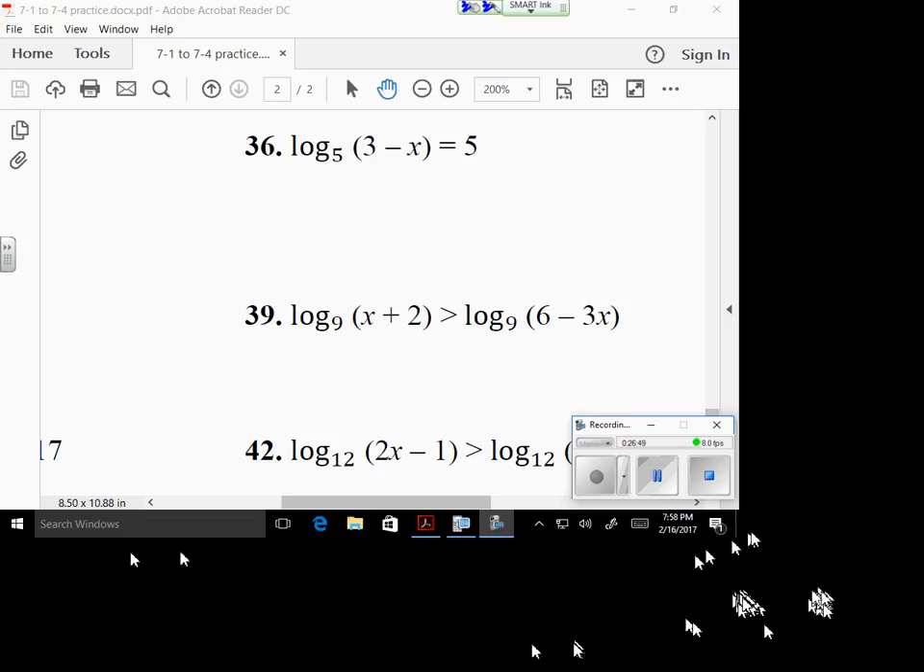Number 36, 5 to the 5th is going to be equal to 3 minus x. So 5 to the 5th is 3,125. We'll switch the x and the negative 3,125. So that means x is going to be equal to negative 3,122.